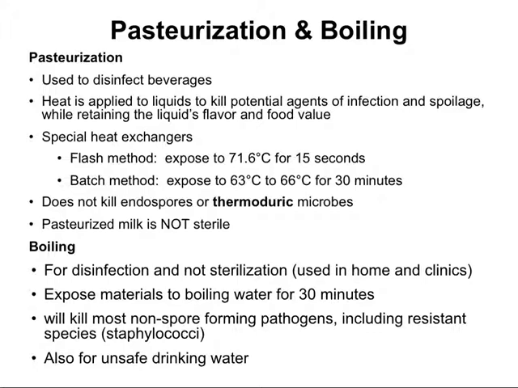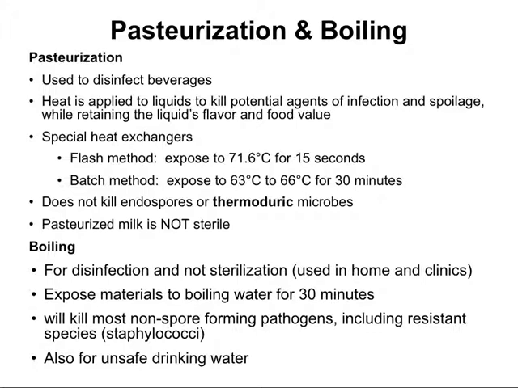Beverages such as milk, fruit juices, beer, and wine are easily contaminated during the collection and processing procedures. Heat can be used to reduce the microbial load and destroy pathogens within these beverages. In pasteurization, heat is applied to the liquids to kill potential agents of infection and spoilage while retaining the liquid's flavor and food value. Pasteurization incorporates special heat exchangers. There is a flash method and a batch method.